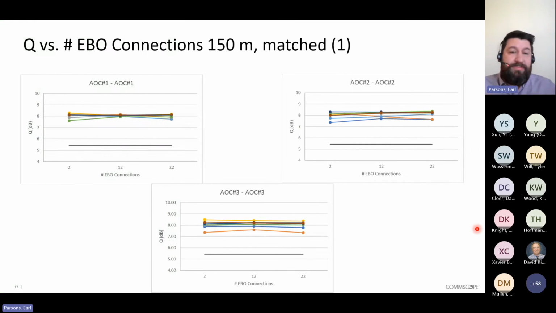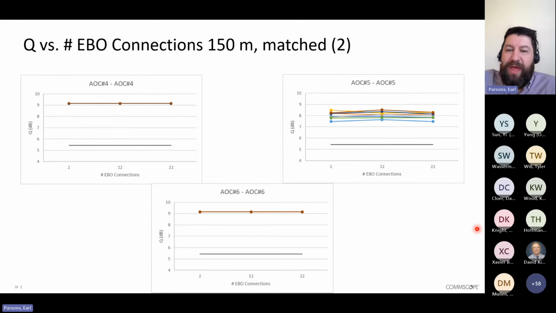And it turns out we didn't see any problems, whether we had 2, 12, or 22 total expanded beam connections in the path with 150 meters. We still had very good Q values. In fact, it's a very small change from one to another because we have short reaches here with these patch cords with the extra connectors on them.